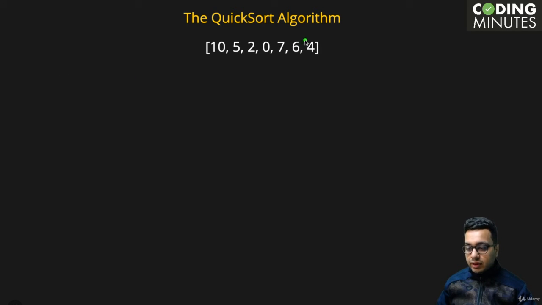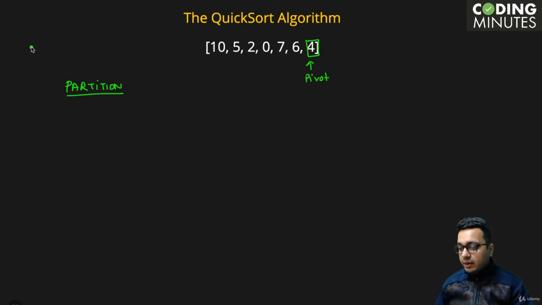In the beginning, let me keep 4 as the pivot element. Now I'm going to explain how you will partition your array into two parts. There can be multiple ways to write the partition algorithm. There is a popular way, also mentioned in the CLRS book, a very popular book for algorithms. I'm just going to refer to that method and explain how it works.